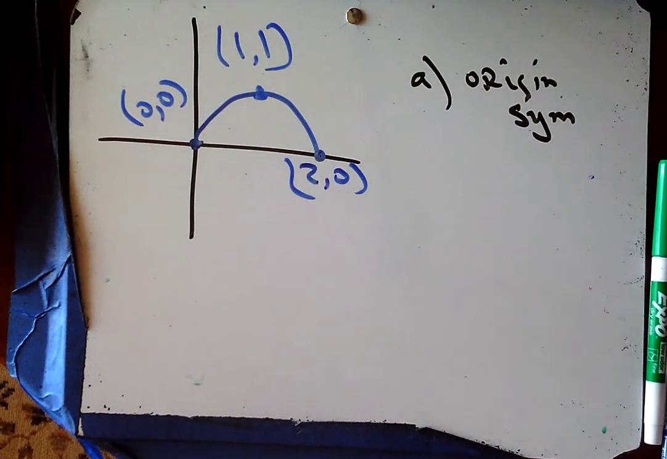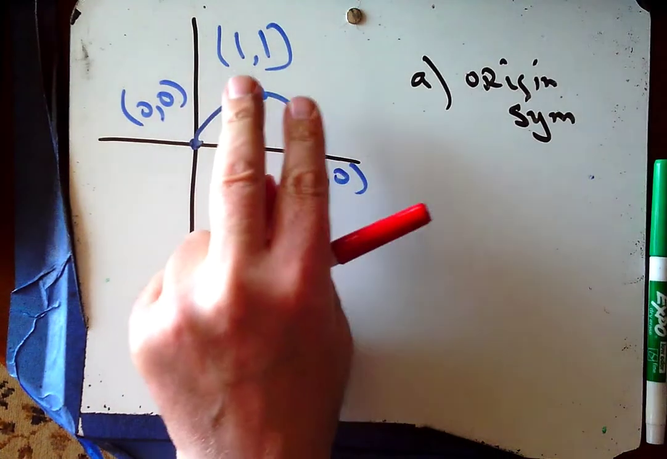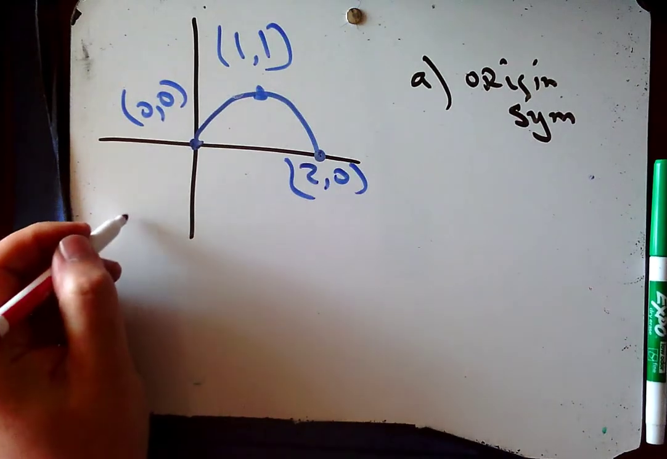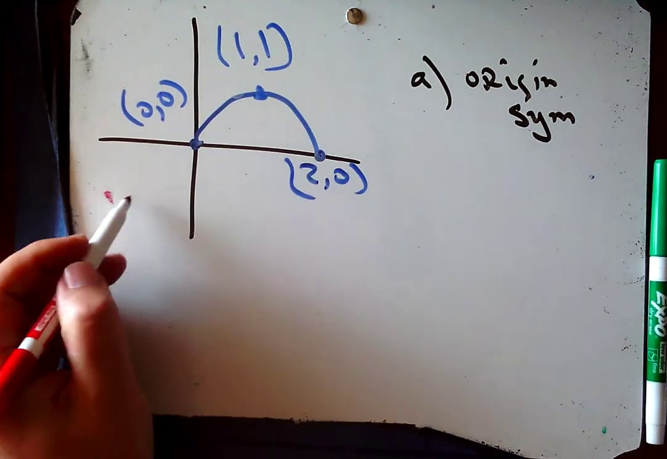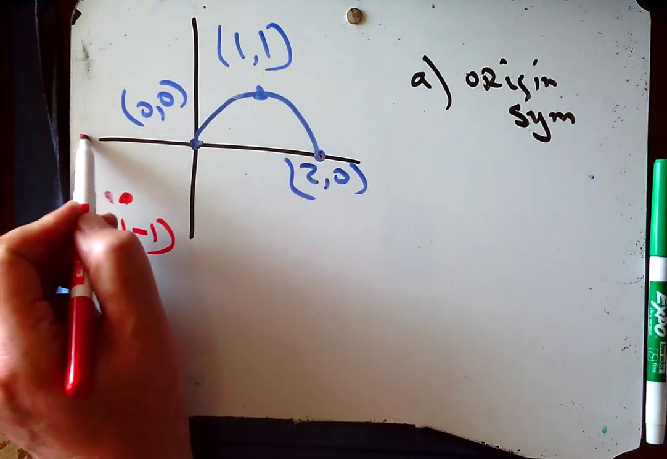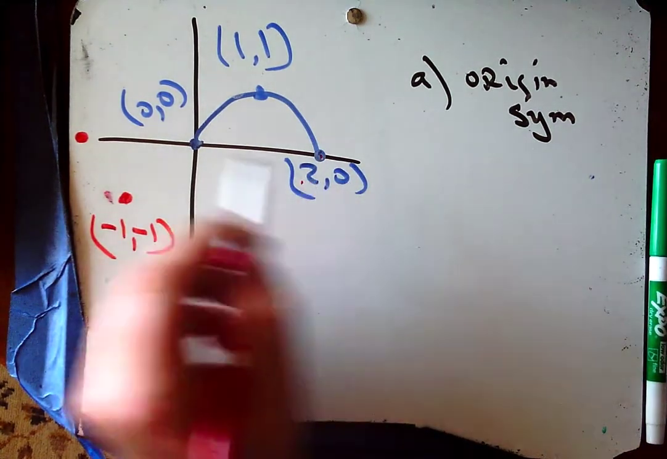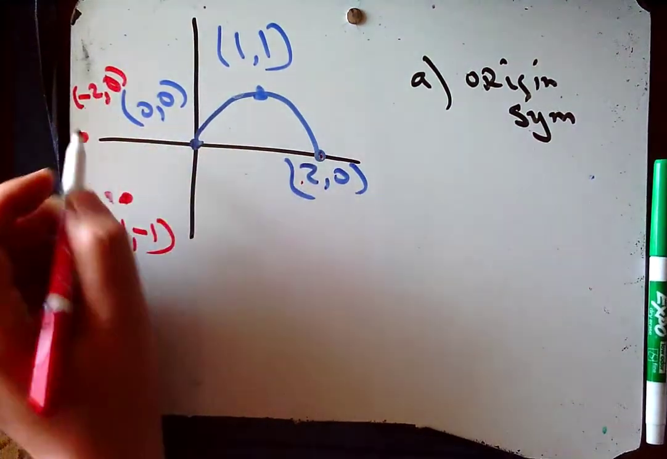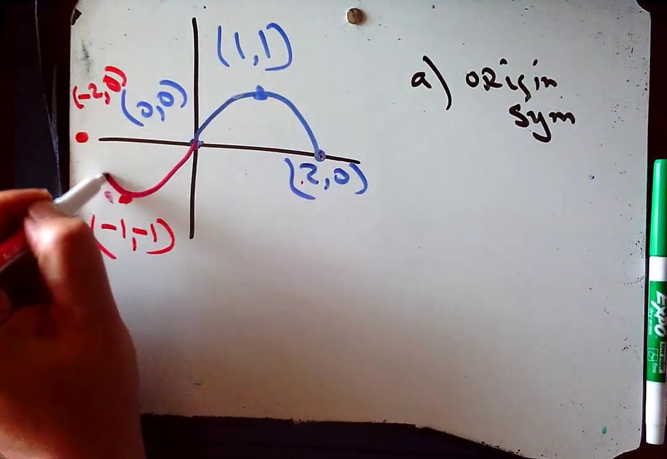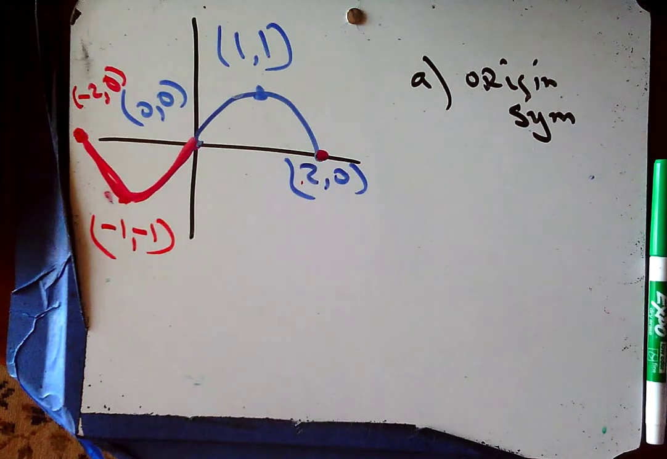Welcome back. So with origin symmetry, we know that everything has to reflect through the origin. We know that we change the signs on both x and y. So I'm going to have this point over here, (-1, -1). And when this shoots through to here, we're going to change the sign on both. Well, -0 is the same as 0, but I'll have (-2, 0). And so my graph will look like this. And stop, because this stopped. Okay, that's with origin symmetry.